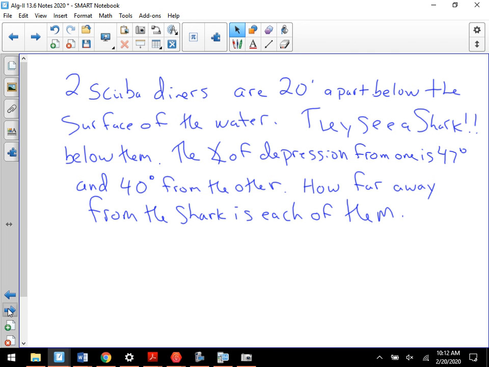2 scuba divers are 20 feet apart below the surface of the water. They see a shark. Oh no, it's below them. The angle of depression from one of them is 47 degrees. The angle of depression of the other one is 40. How far away is the shark from each diver?